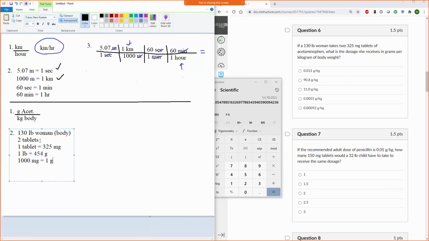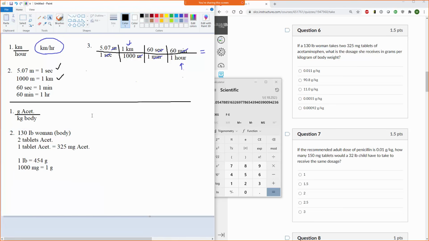And okay, hang on a second. 2 tablets. This is my acetaminophen. This is acetaminophen. Acetaminophen. Just want to be specific on our identity as well as our measurement units. And then these 2 conversions are universal. That is 1 pound of anything, including acetaminophen, is going to be 454 grams of acetaminophen. And 1,000 milligrams of anything, including my body, is going to equal 1 gram of my body. So I could use these for anything, but make sure that I'm watching my identity when I do it. Okay, I think that's all we need for step 3, putting it together.